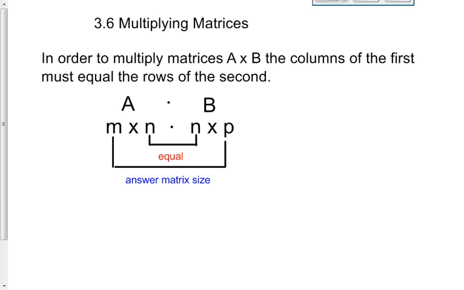Today we are in section 3.6. We're going to learn how to multiply matrices by hand. I will show you how to use your calculator tomorrow in class, but we will have to know how to multiply these by hand as well.